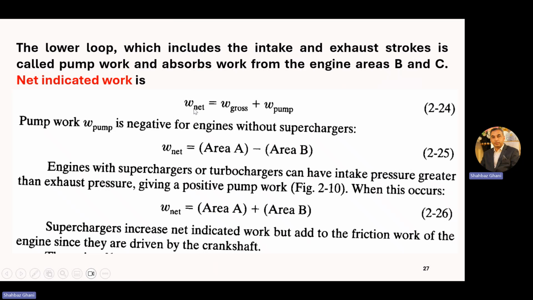Specific net indicated work is equal to specific gross work plus specific pump work, where pump work W_P is negative for an engine without a supercharger. So W_net = area A minus area B. An engine with a supercharger or turbocharger can have intake pressure greater than exhaust pressure, which gives positive pump work. When this occurs, specific W_net is equal to area A plus area B.